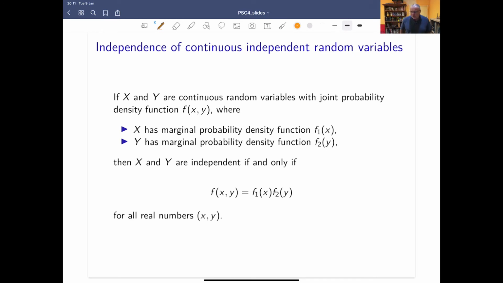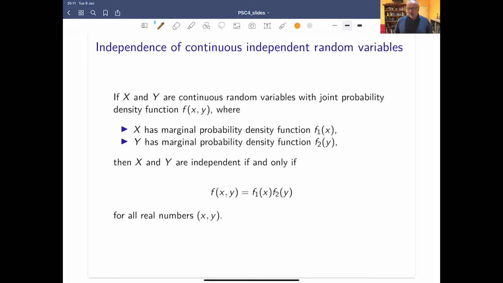Same again for continuous independence, but now we change it to the probability density function. So we've got x and y, continuous random variables. They have a joint probability density function, f(x, y). They have the marginal PDF, f1(x), for x, and y has a marginal probability density function, f2(y).